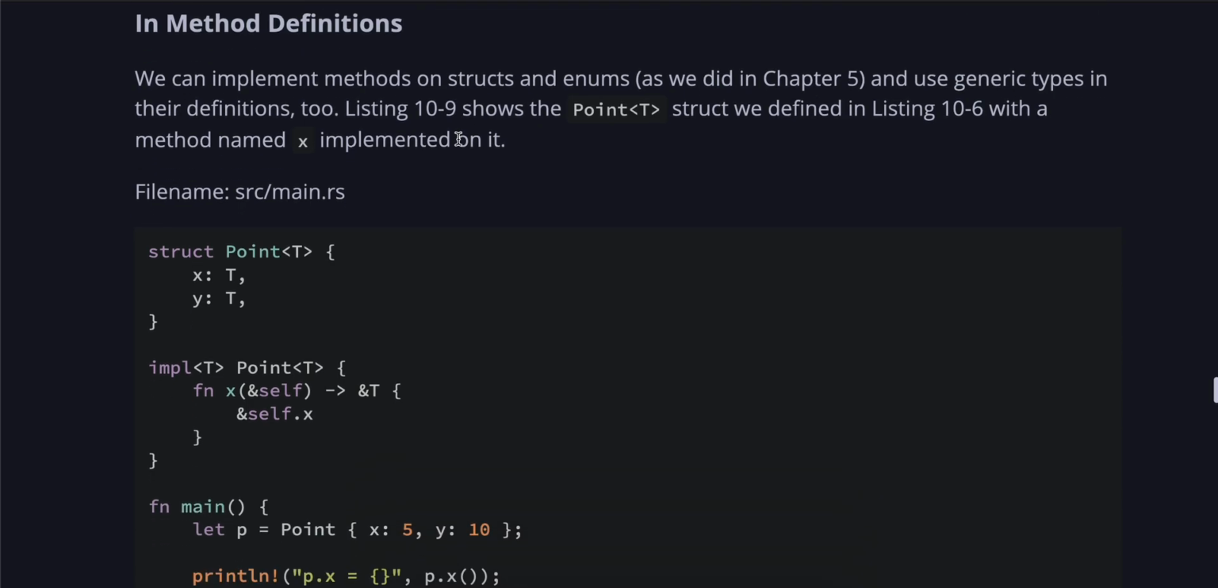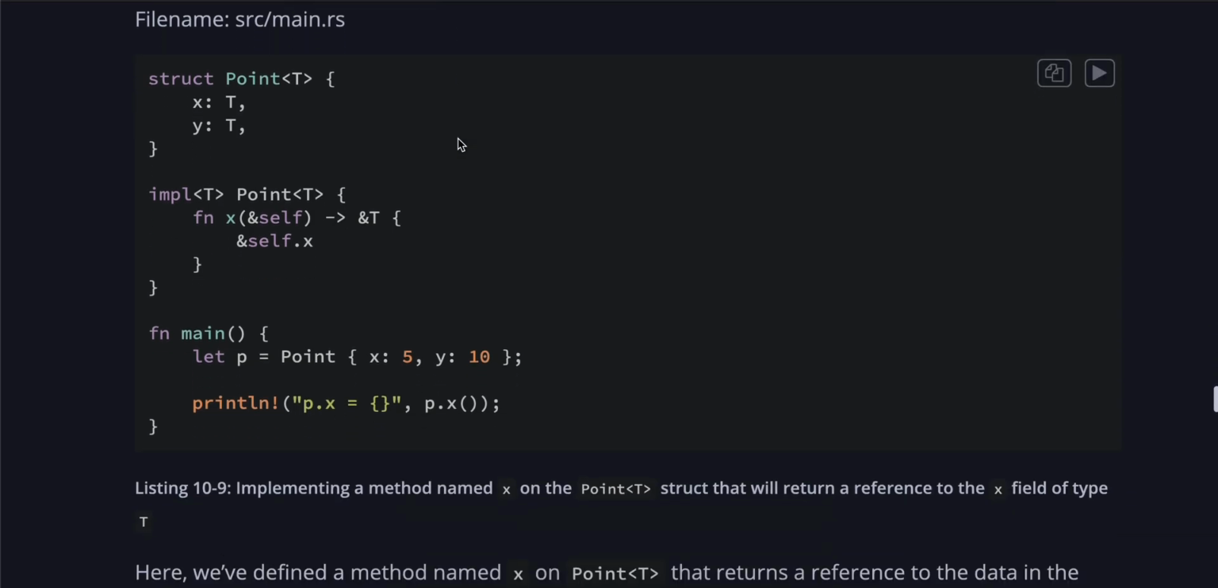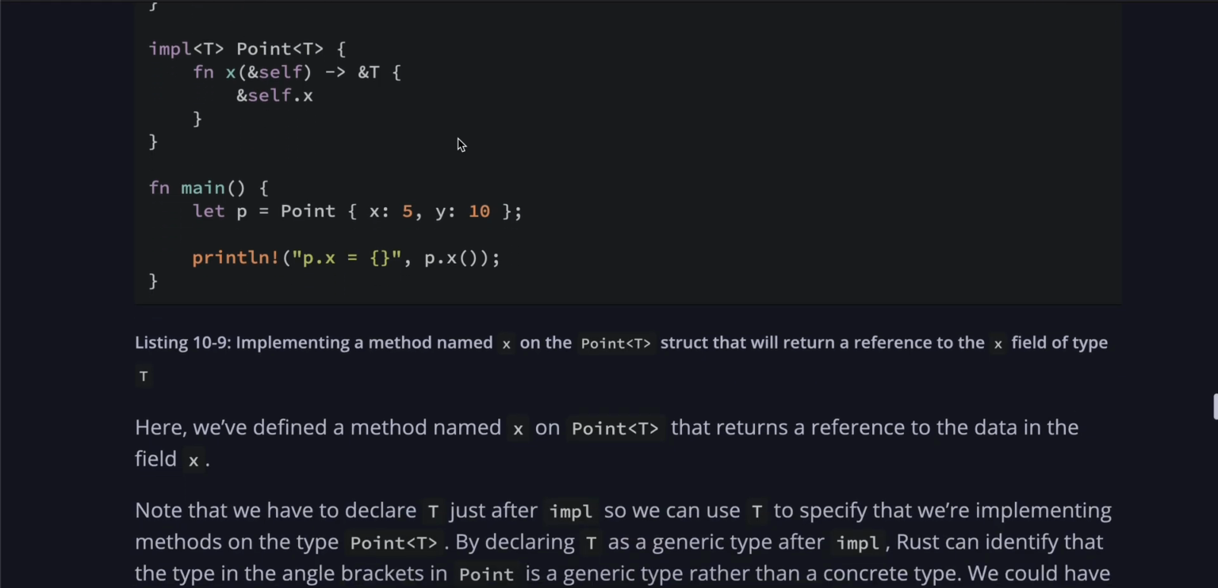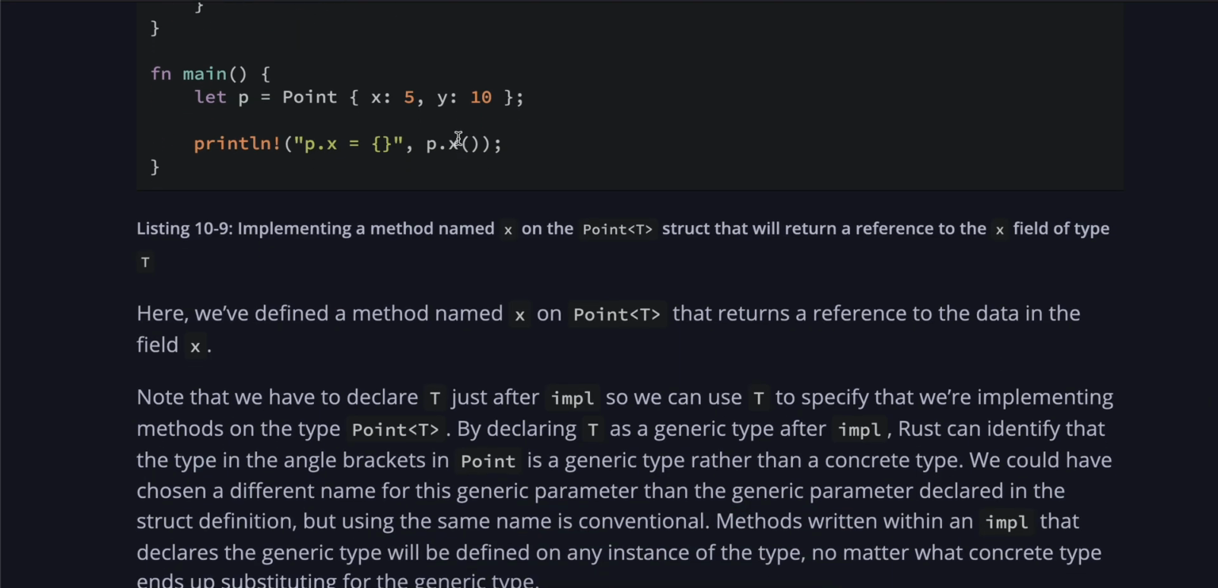In method definitions, we can implement methods on structs and enums, as we did in Chapter 5, and use generic types in their definitions too. Listing 10-9 shows the Point<T> struct we defined in Listing 10-6 with a method named x implemented on it. Here we have defined a method named x on Point<T> that returns a reference to the data in the field x of type T.